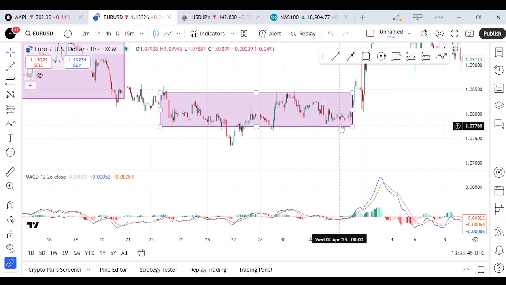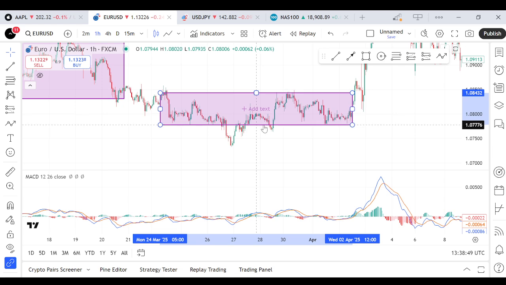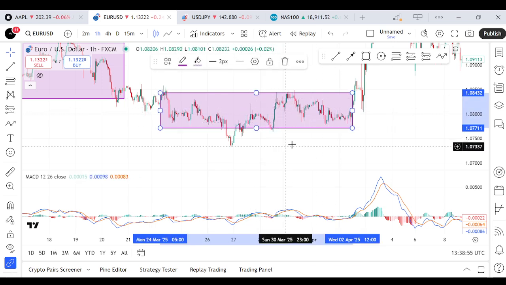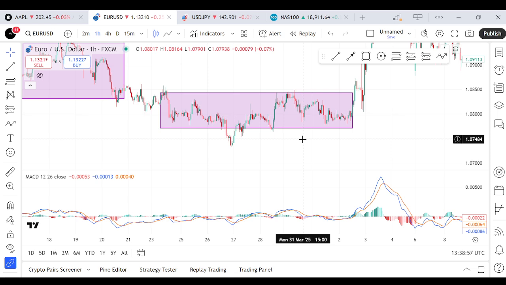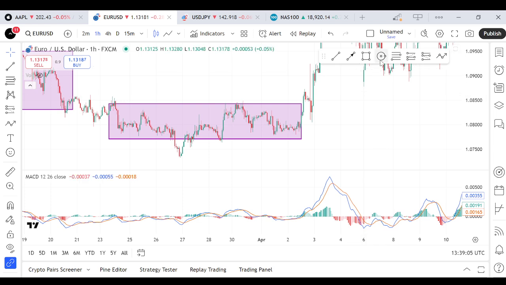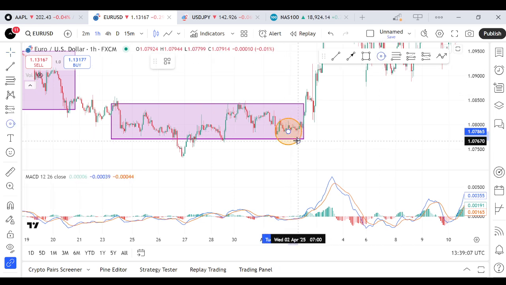Now at support, when price gets close to support, like this, price actually broke away from the range but came back in and continued the range. In support areas, look for the MACD line to cross above the signal line and for the histogram to shift from negative to positive. How do we do that? Remember, you should be at the support area, which is at the lower boundary. So this is the support area.